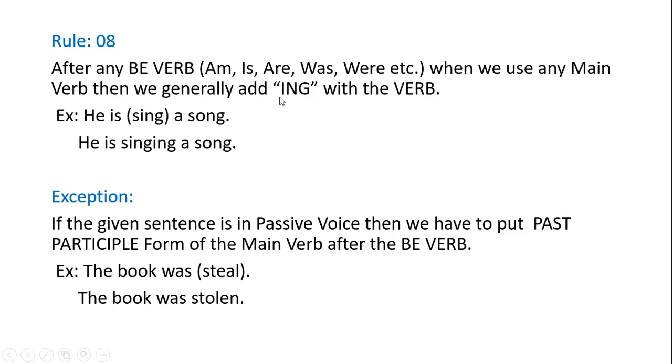So you see this rule, be plus v plus ing, that means be verb, and then we have to put the ing form of the main verb. This is a very common rule and we generally do this, but we have to keep in our mind that when we are going to put the right form of verbs in any passage or in any fill in the blanks text, we have to keep in mind whether the sentence is in passive voice or in active voice. So if the sentence is in passive voice, then we have to put the past participle form of the verb after the be verb.